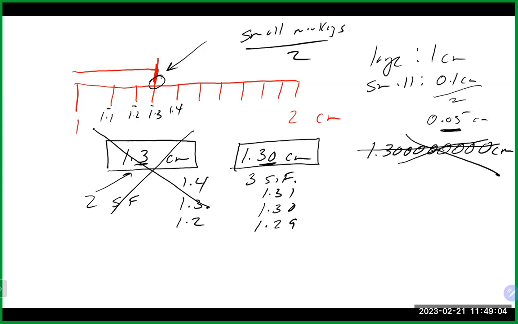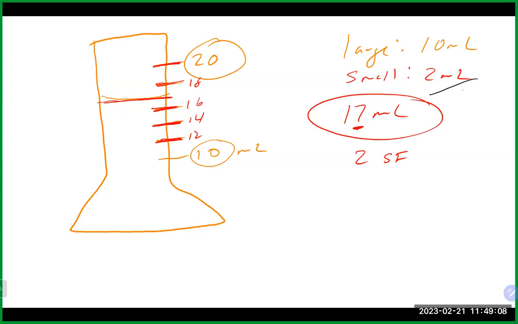I should take it to the 2nd decimal place. If I look back at this one and take the smallest markings divided by 2, that's 1 milliliter. I should take it to the whole number. So if you're not sure, you can take the smallest markings divided by 2, and that typically will tell you how far you should take the reading to. Any questions on taking measurements there?